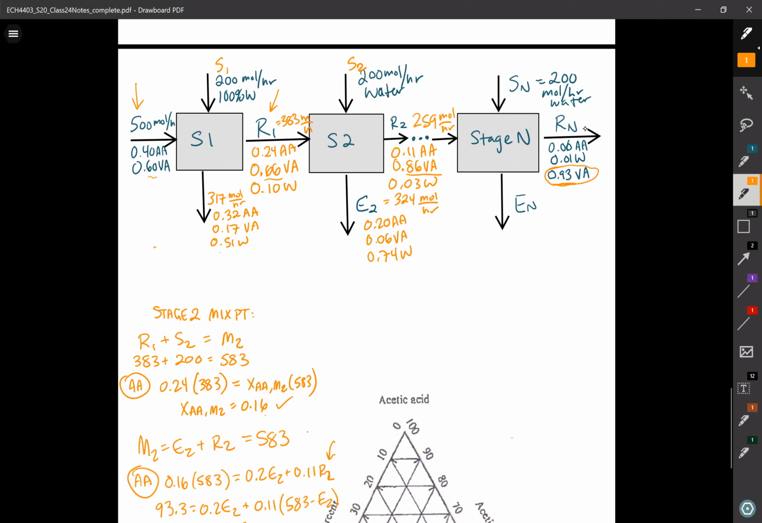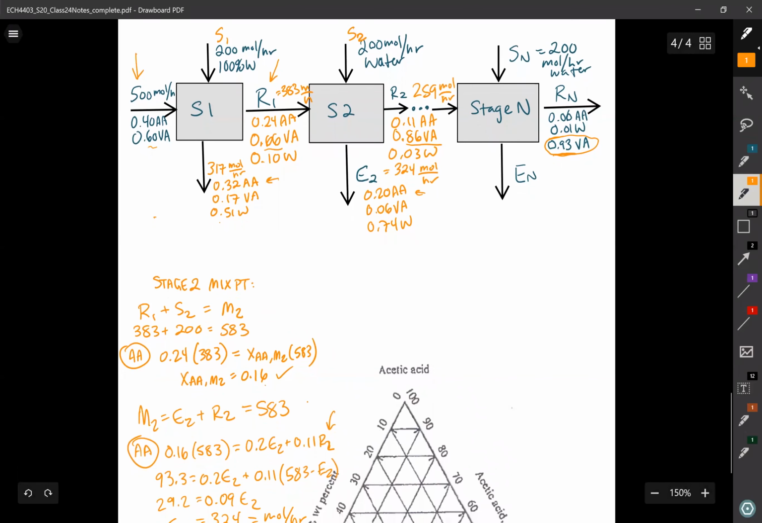Notice that the first stage is the most efficient in terms of getting the most acetic acid out. I've got the most acetic acid in my, I got to look at the extract phase, I suppose. So I got 32% acetic acid in the extract, 20% acetic acid in the second stage. As I continue adding more and more stages, I'm going to extract less acetic acid each time, in part because there's less acetic acid to begin with. So those are all the trends that you should be aware of.